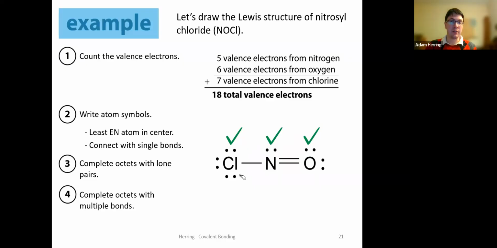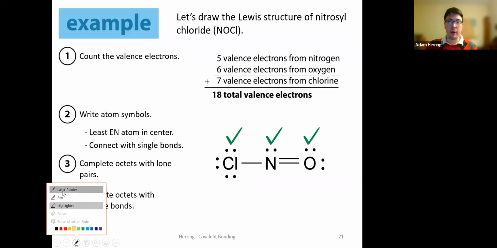Chlorine has 6 in the form of lone pair electrons, and then 2 shared here. Nitrogen is sharing a total of 6 electrons between the 3 bonds, and then has 1 set of lone pair electrons. And the oxygen has 4 electrons here in the bonds, and 2 sets of lone pair electrons around it as well.